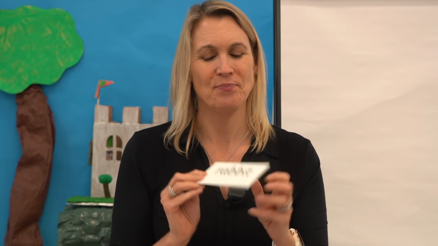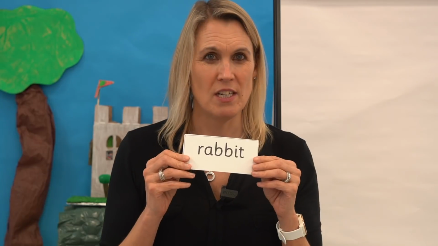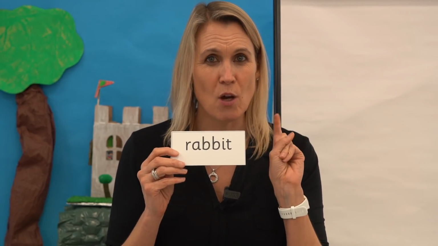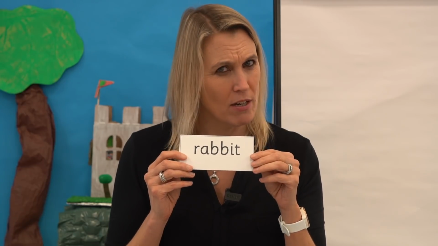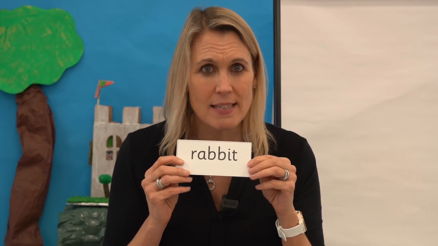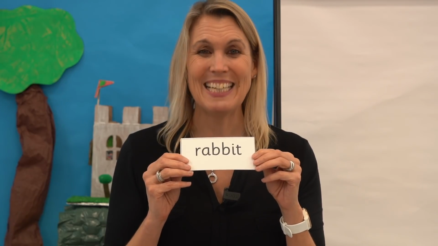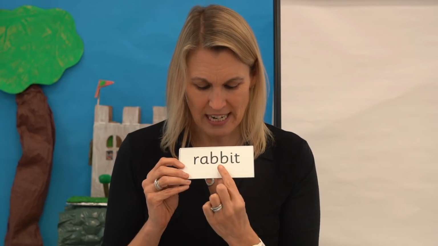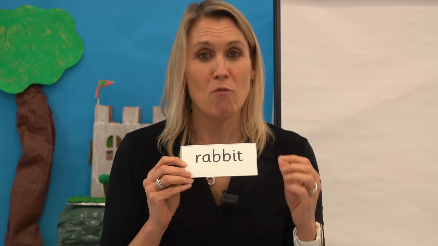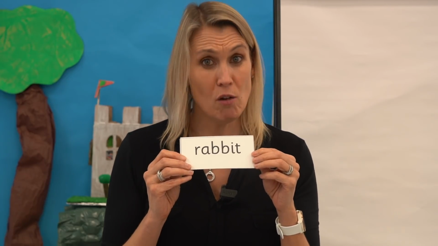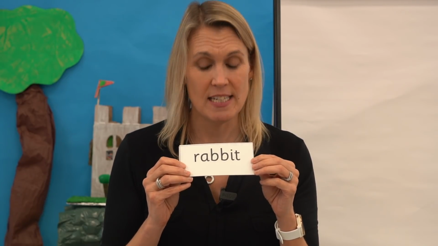I bet you can read these words easily. Can you spot the digraph? Remember that a digraph is two letters, one sound. And sometimes these two letters can be the same. Yes, the digraph is bb. Read each sound as I point, then blend and read the word. It's a longer word, so let's chunk it up.